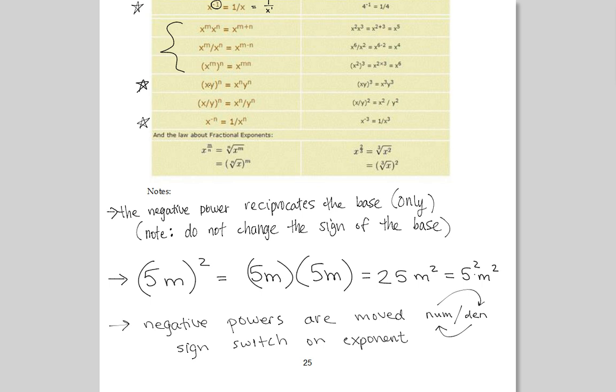Okay, I'll say that one more time. If you have a negative power in the denominator, here's a negative power down here, just move it to the numerator and switch the sign to a positive. We prefer in math to have positive exponents, not negative exponents. If you have a negative power in the numerator, just move it to the denominator and switch the sign.